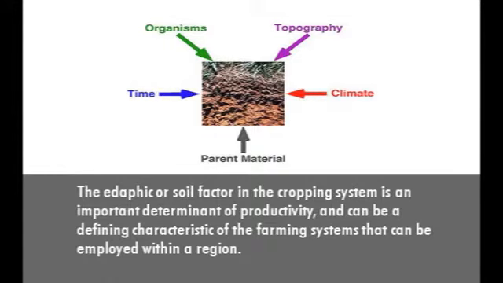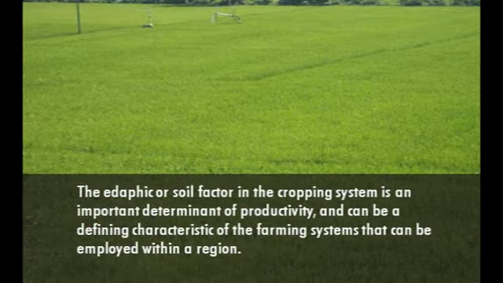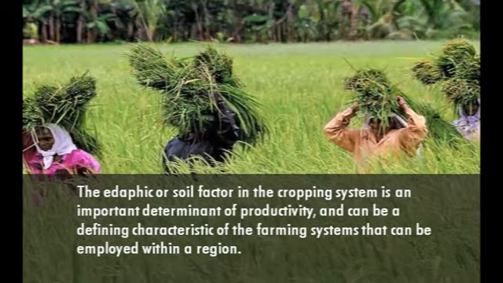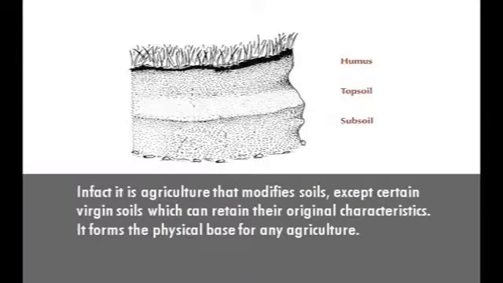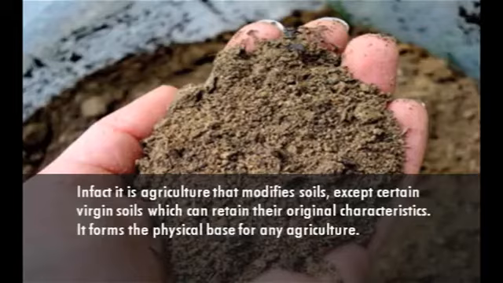The edaphic or soil factor in the cropping system is an important determinant of productivity and can be a defining characteristic of the farming systems that can be employed within a region. In fact, it is agriculture that modifies soil, except certain virgin soils which can retain their original characteristics. It forms the physical base for any agriculture.